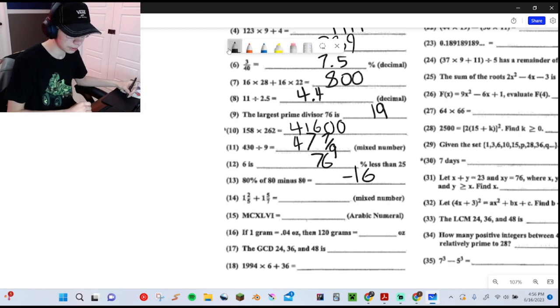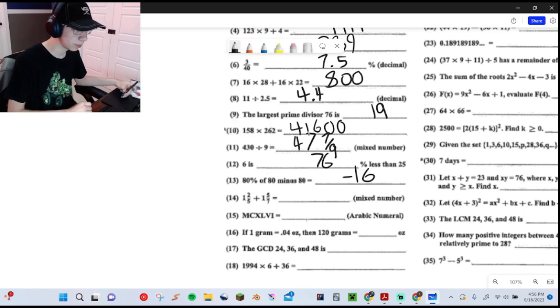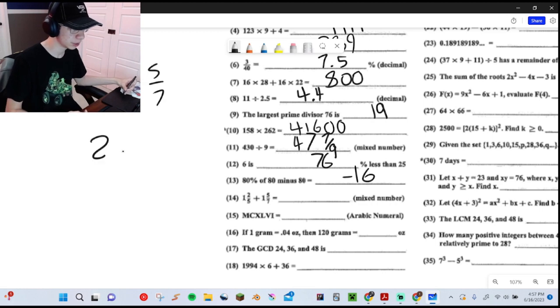Number 14. The way I do number 14, when we have two mixed numbers that we're adding, is I like to separate the whole number and fraction parts. So I can already add the 1 and the 1 together, which is 2. And now I gotta add the fractions. So how can I do that?